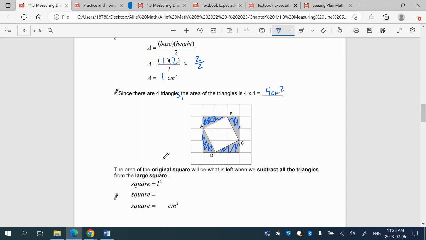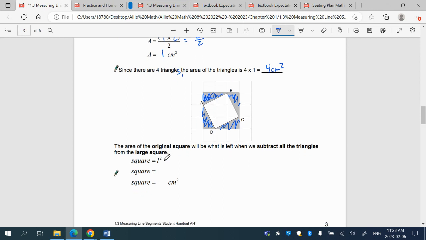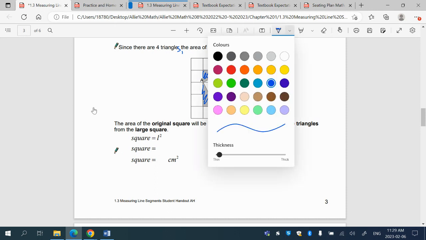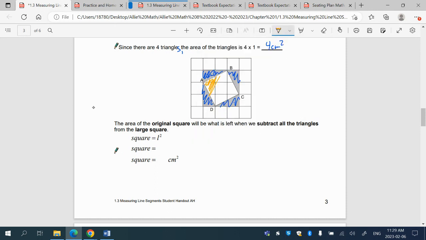Okay. Now, seems like a lot of steps, but we're good. We're going to do this. We got this. The area of the original square will be what is left when we subtract all the triangles from the large square. So we're trying to find the area of this inner square right here. Trying to find the area of that one right there. So what we are going to do is find the area of this big square that we made, remember, that touches the vertices of the smaller square, and subtract away those triangles. And what we will be left with is the area of the inner square.